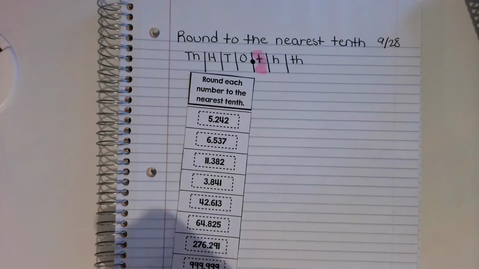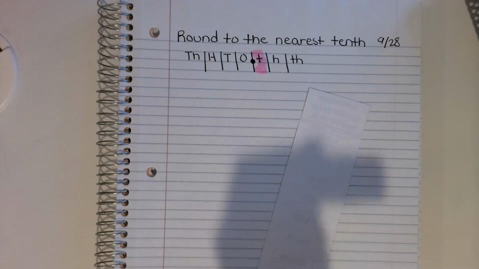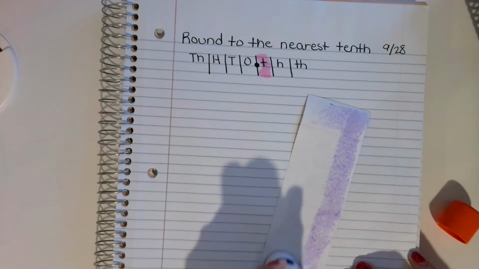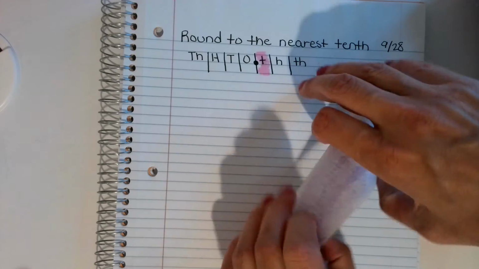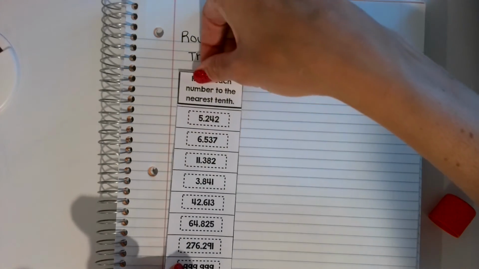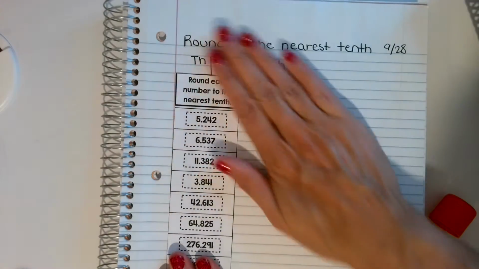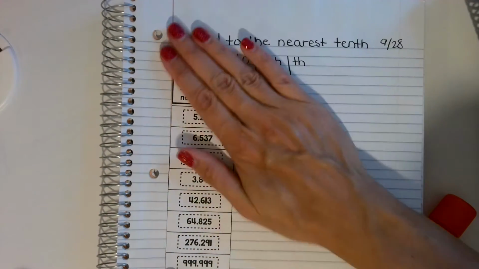All right, so now that you have just this column, you're going to glue it completely down. We're not making flaps or anything. I usually don't hardly ever make flaps except if it's for vocabulary. So it's usually glue it all down. So go ahead and line it up with that red line. Nice and neat, just like that. So you're going to round to the nearest tenth.